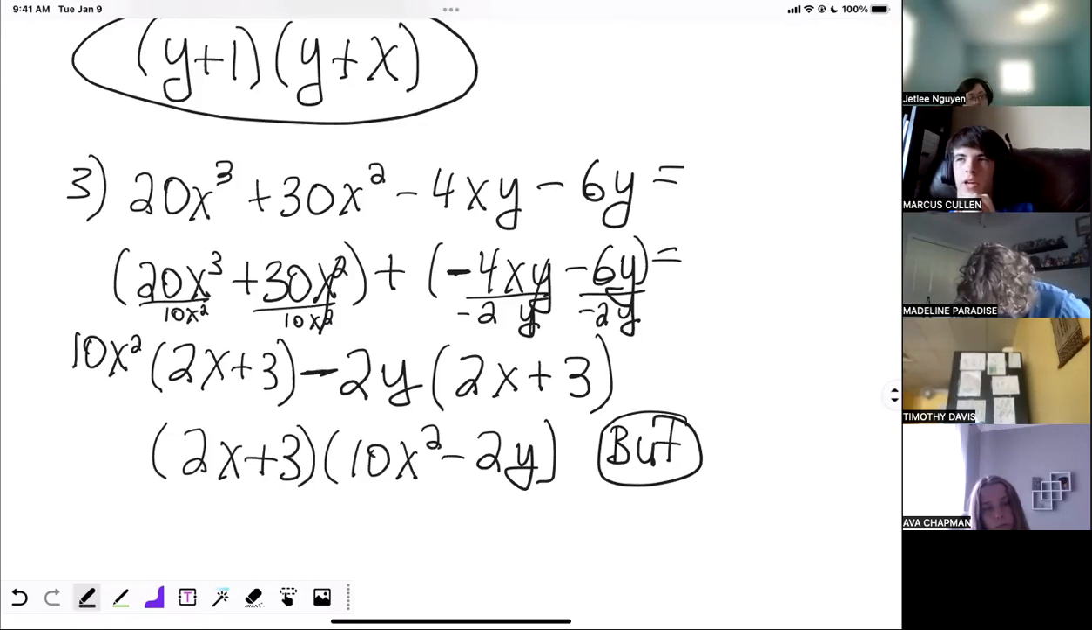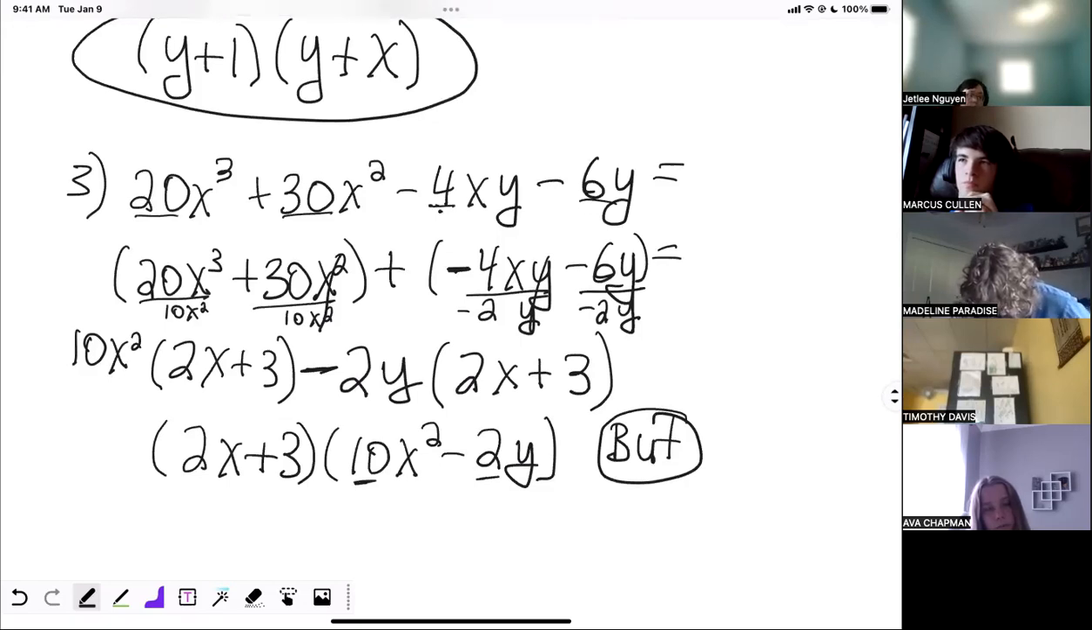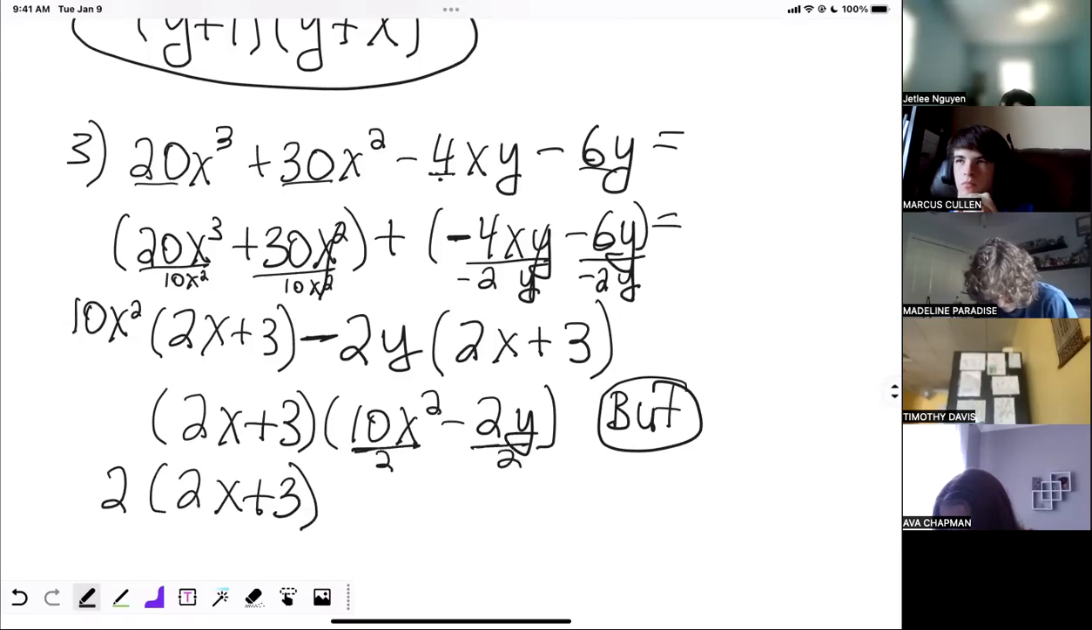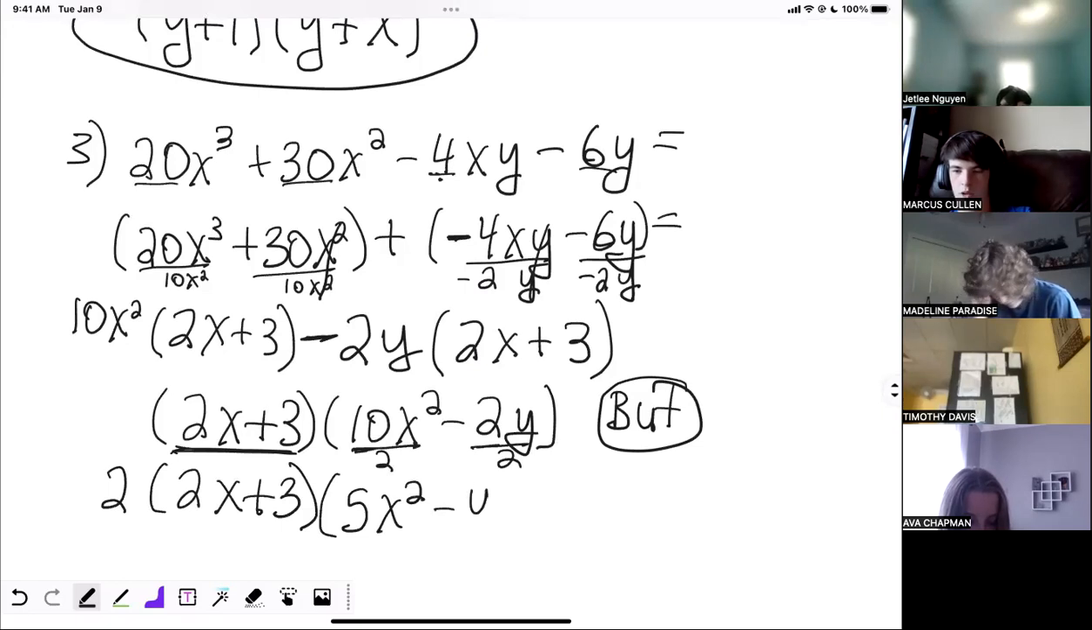No. Look here. Can't divide this by 2. You know why? Because we could have divided by 2 from the beginning, but I didn't even see it. That's all right. We didn't divide by 2 first. We divide by 2 here. That means I can divide by 2. So that means 2 is going to go in the front of the whole thing. I'm going to divide both of these by 2. This parentheses is not going to change at all. We're just dividing that second parentheses by 2. So we have 5x squared minus y. And that is what we call completely factored.